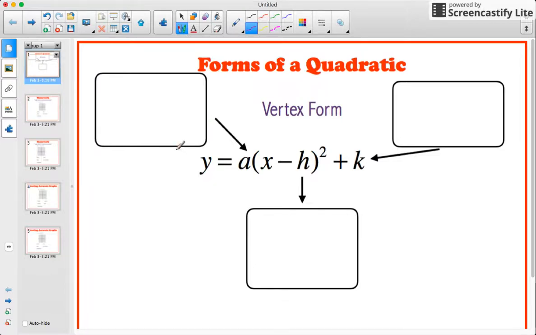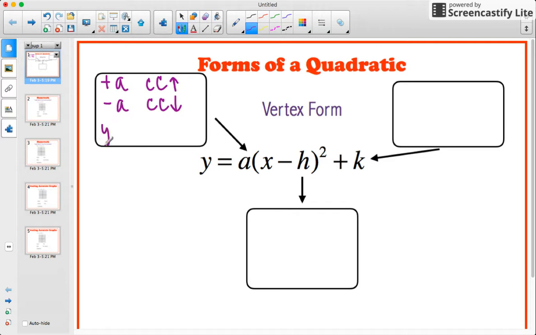All right, so last class we talked about vertex form of a quadratic, and we learned that the a value gave us a few important pieces of information. If the a value is positive, it means that your graph is concave up. If the a value is negative, it means that your parabola is concave down.